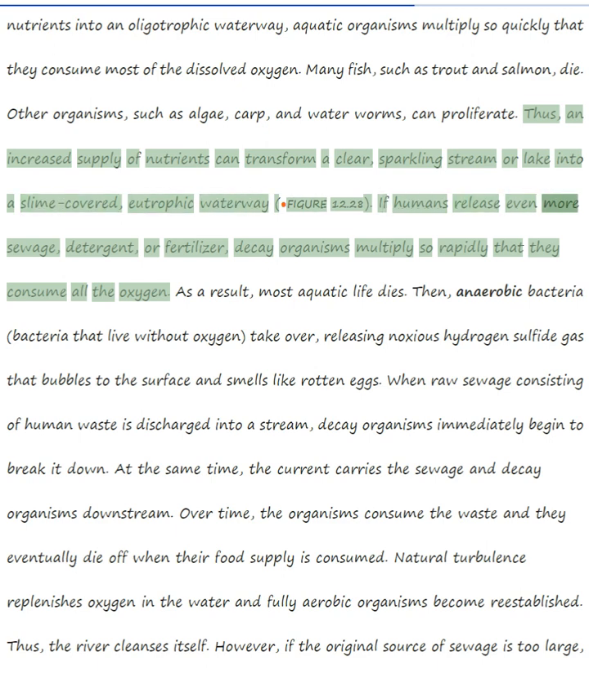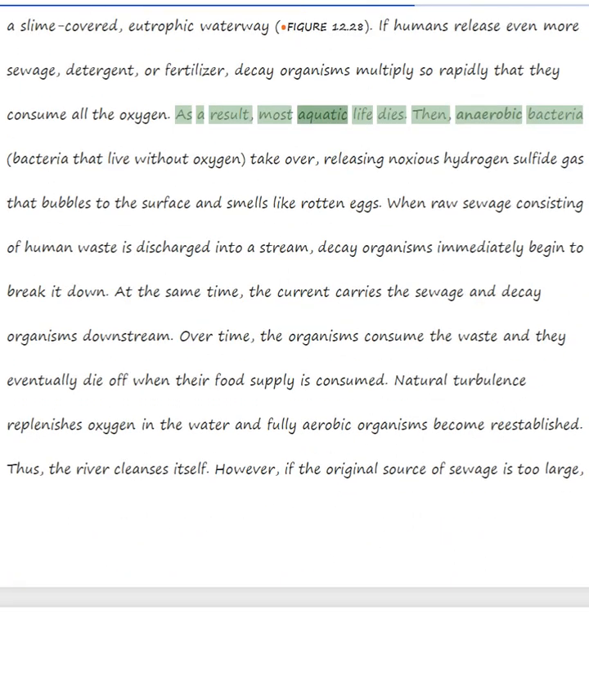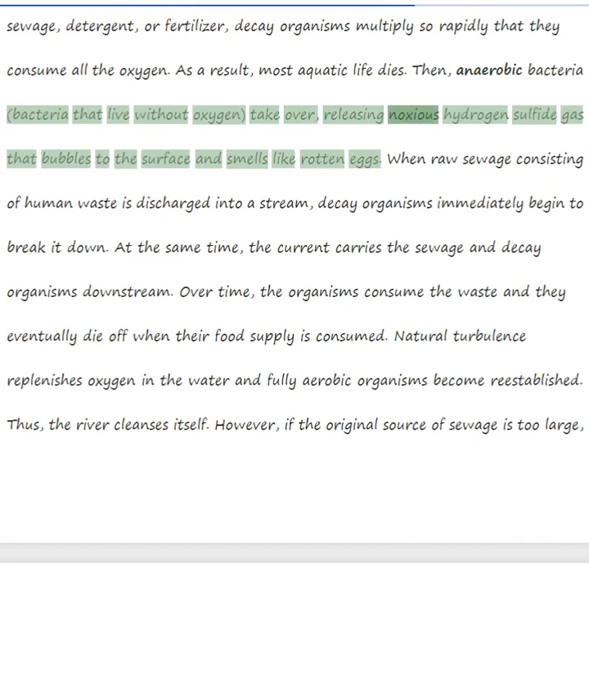If humans release even more sewage, detergent, or fertilizer, decay organisms multiply so rapidly that they consume all the oxygen. As a result, most aquatic life dies. Then, anaerobic bacteria take over, releasing noxious hydrogen sulfide gas that bubbles to the surface and smells like rotten eggs.